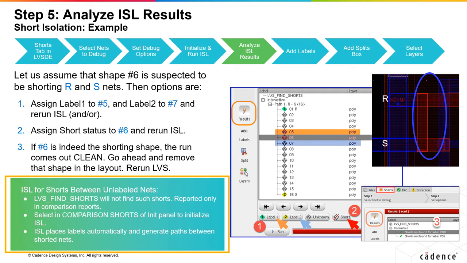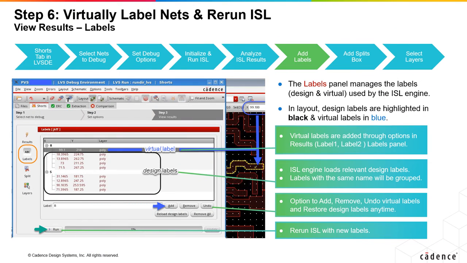For this, you should select short in the comparison shorts of the init panel to initialize the interactive short locator. The interactive short locator will place labels automatically and generate paths between shorted nets. Virtually labeling nets and rerunning ISL is an integral part of shorts analysis. The labels panel is used to manage labels used by the analysis engine. During initialization, the interactive short locator engine will automatically load all the relevant design labels from the design.